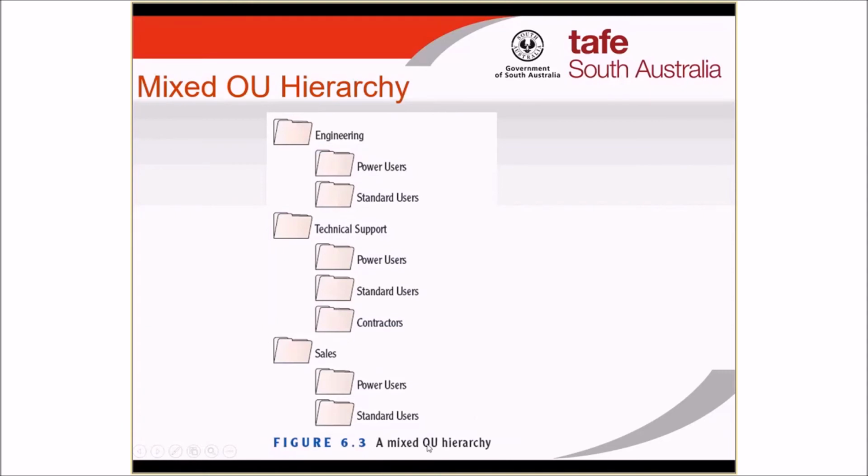So here's an example of a design. This is called a mixed OU hierarchy. You can see that, first of all, they based it on different departments: engineering, technical support, sales. Then underneath them, they have power users and standard users. So this is one example. There are no right or wrong answers, really. There are really well-adapted solutions or poorly adapted solutions. This is just one example.